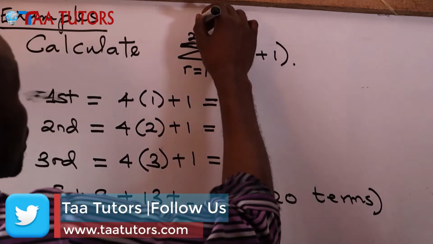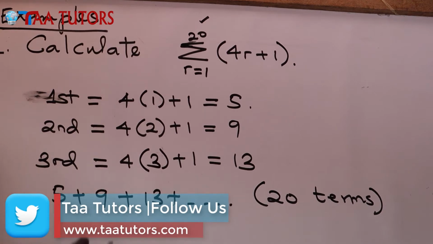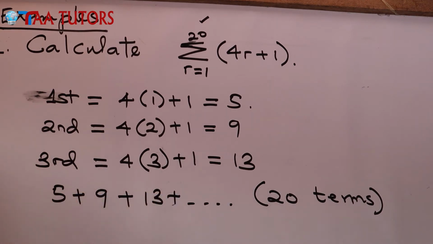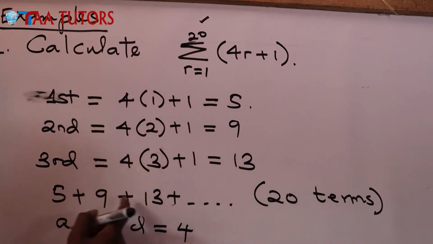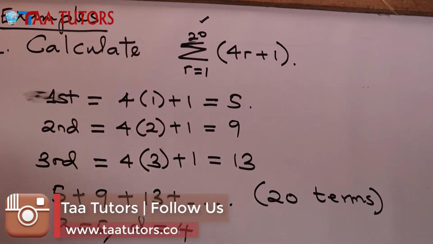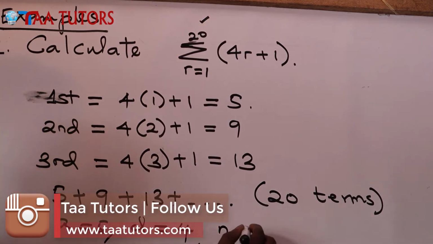Where do I get the 20 terms? It is here, the upper limit there. So from this one here, we can get the common difference. We know from here a is 5, and the common difference d is 9 minus 5 is 4. Even if you say 13 minus 9, it is still 4. Now that I have a, I have d, I have n, and I know here n is 20.